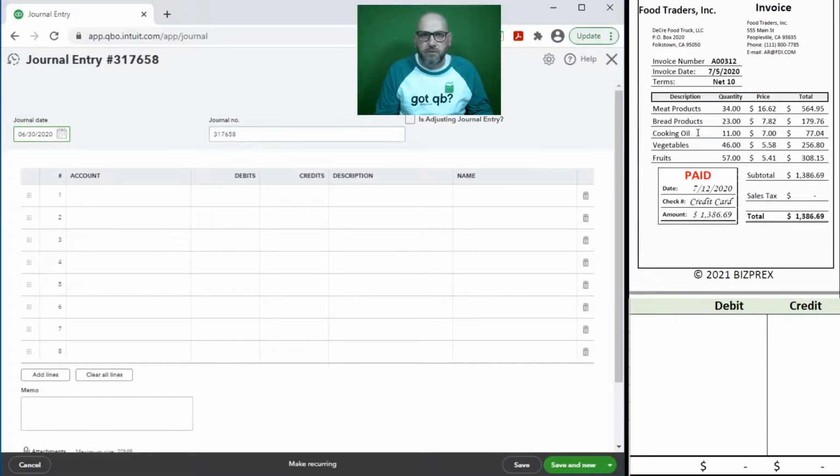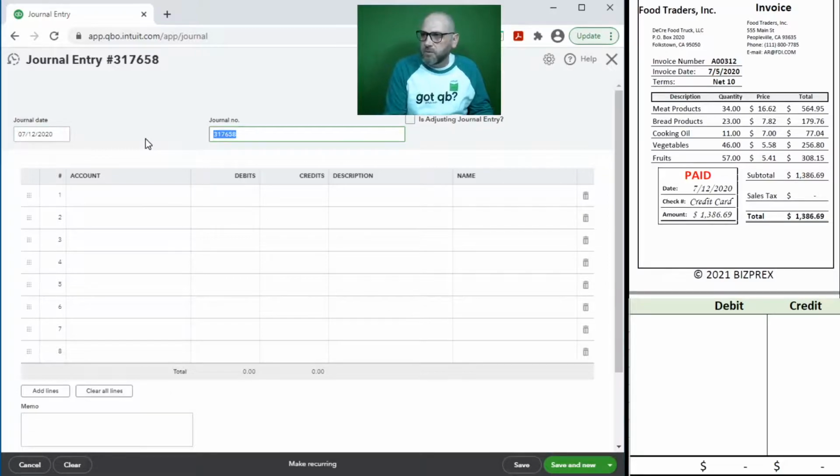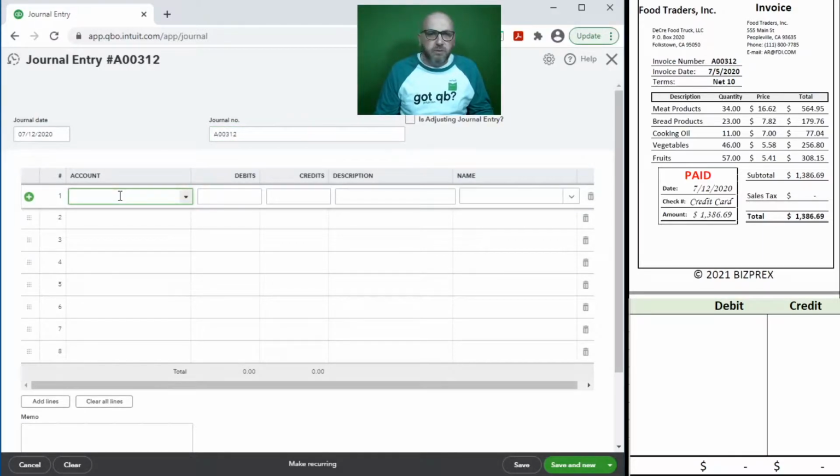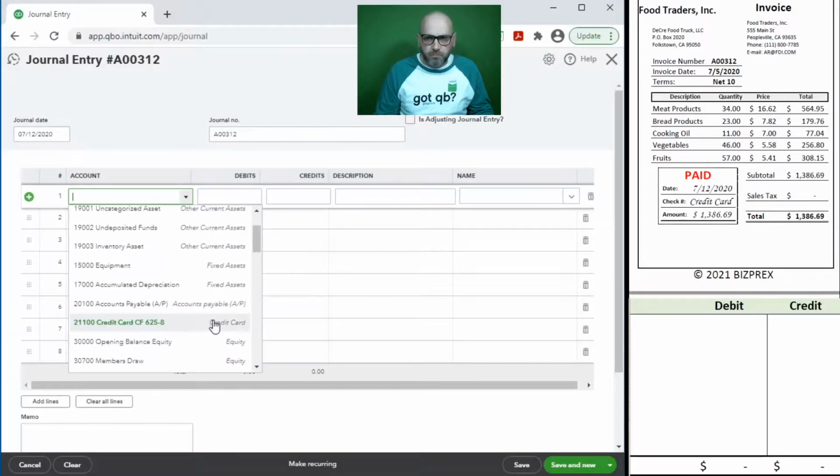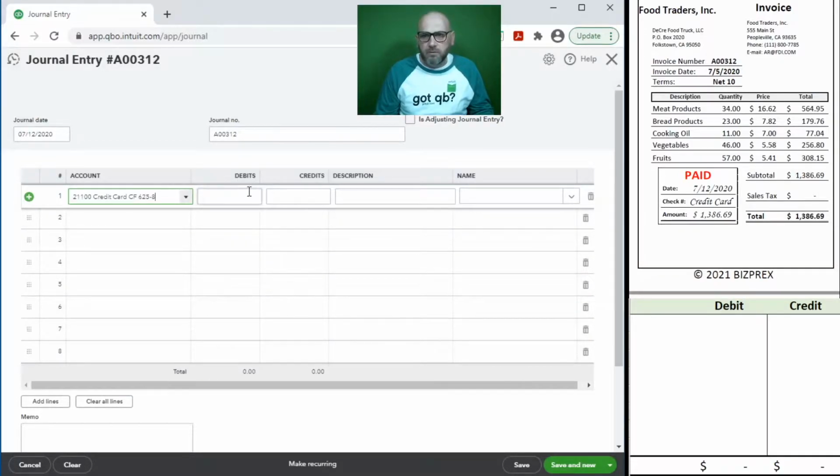So first we have our food traders. Again, let's make sure we have our dates correct. 7/12/2020. All right, the invoice number will be our reference. Okay, so first we know it's paid with a credit card, right? So our credit card account will be credited because liability goes up.